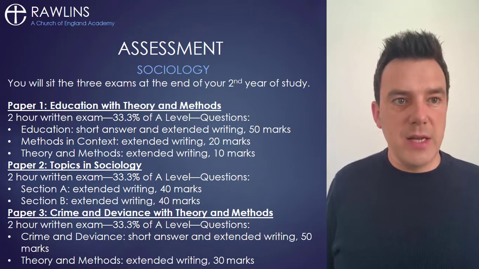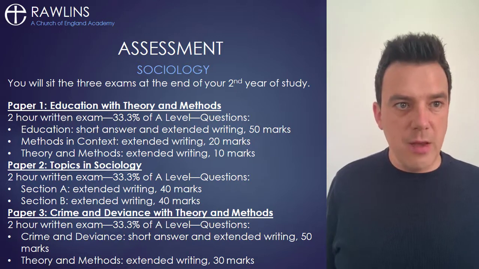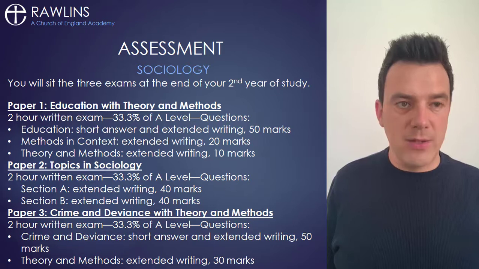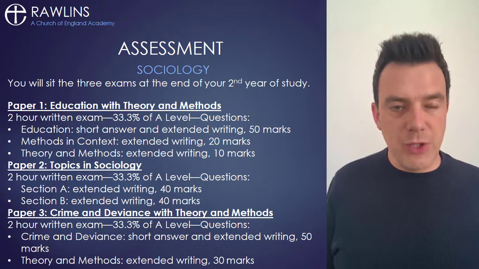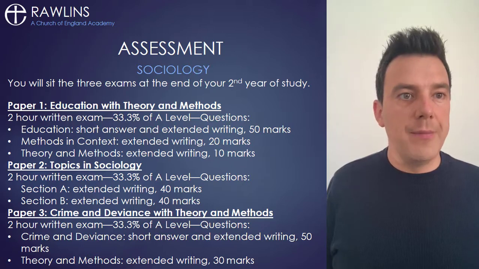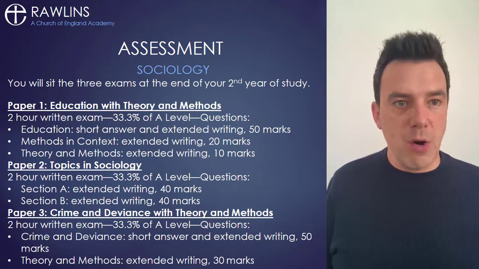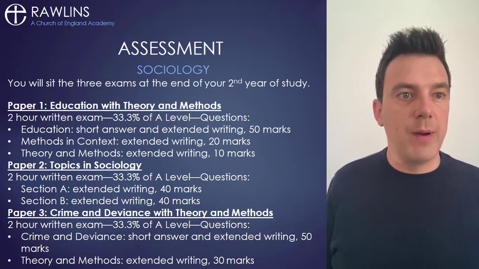Paper 2 is the topics in sociology. As I said earlier, the 2 topics that we do are families and households and beliefs in society. And there will be 6 questions in that paper in total. So there'll be 4 10-mark questions and 2 20-mark questions, which makes up the full paper.